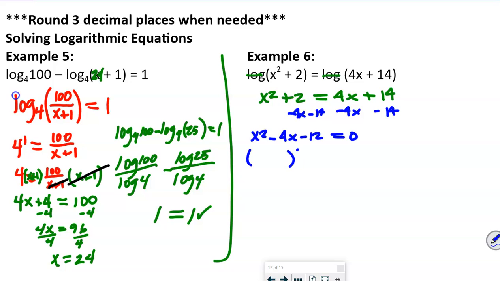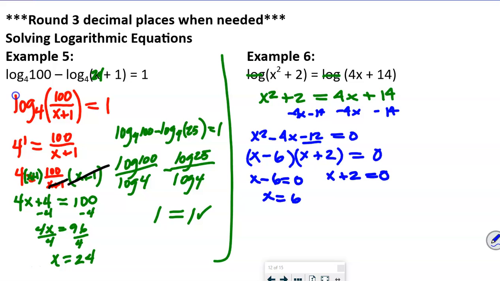So we're going to have x and x. What are the factors of negative 12 that when added together give you a negative 4? Hopefully you remember it's negative 6 and plus 2. Then we're going to set each of these equal to 0. So x is equal to 6 here. Okay, so now we have to check both of these, remember.